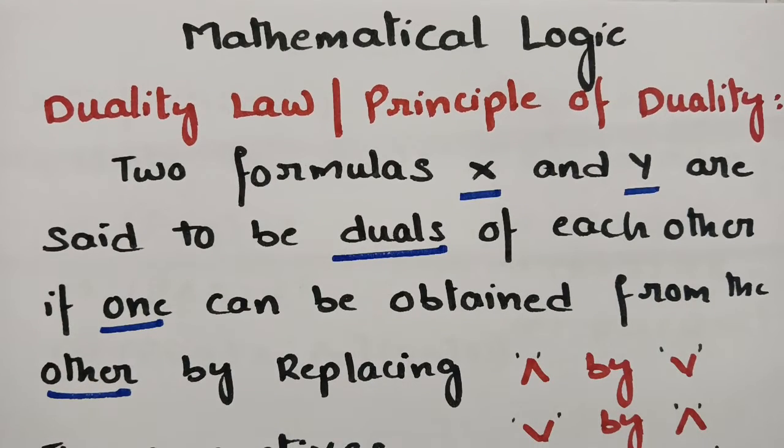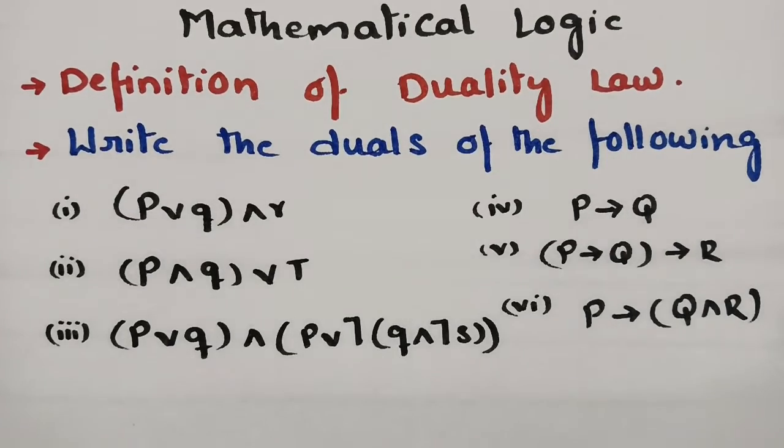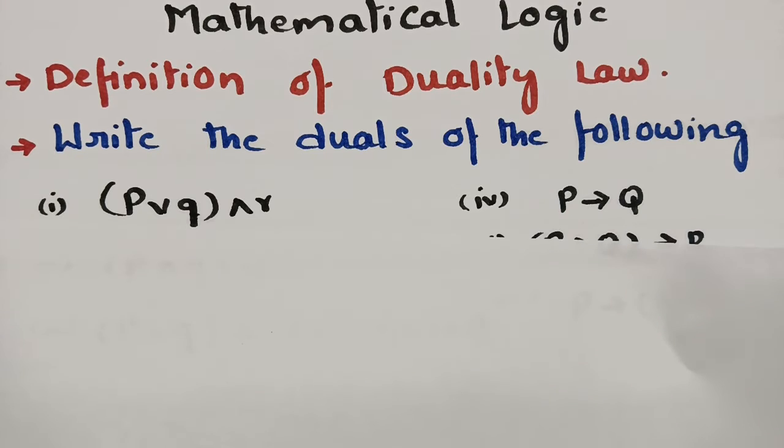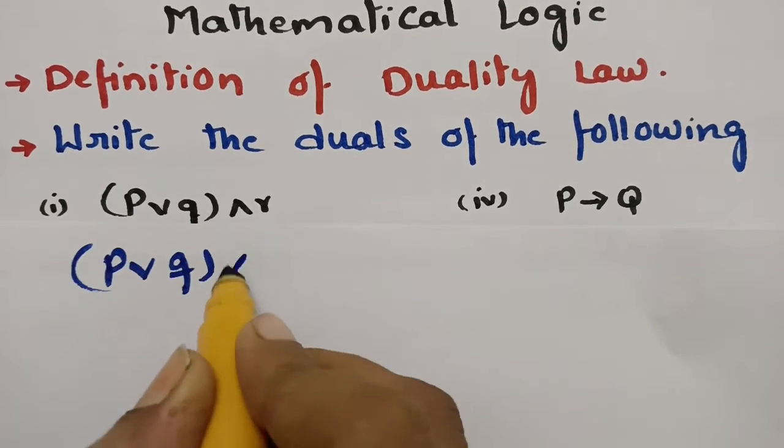It's very simple: wherever you find and, put or. Wherever you find or, put and. If there is false, keep true, and if there is true, keep false. This is the simple logic which you have to keep in mind while solving these problems. Here are a few statements and you have to write the duals for each and every statement. The first question here is P or Q and R.